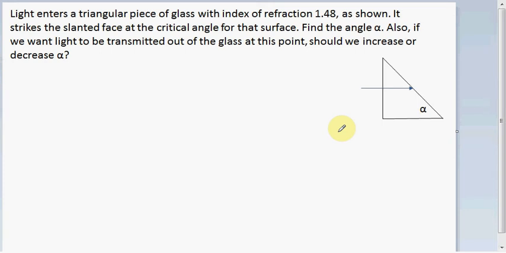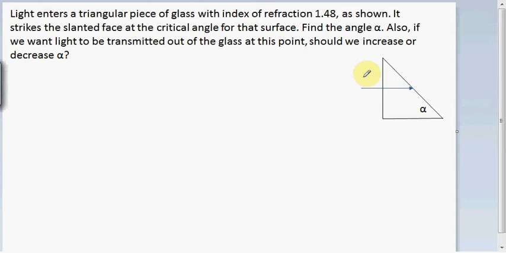Welcome back. This time we've got a refraction problem. This one's going to feature a little bit of Snell's law and a little bit of geometry. In this one, we have light entering a triangular piece of glass shown over here on the right. So this is the light ray that's entering. And notice since it's entering at basically 0 degrees incidence, that means it's just going to go straight through. So there's no refraction at this first surface.